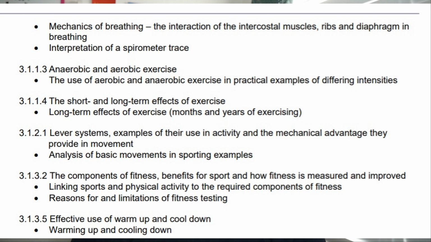We then have the components of fitness and the benefits for sport and how fitness is measured and improved. So it's here talking about linking sport and physical activity to the required fitness component. It's saying about the reasons for and against, or the limitations, I say, of fitness testing. Again, sort of things that have been on lots and lots of exam questions in the past, so we should be able to prepare you for that one.